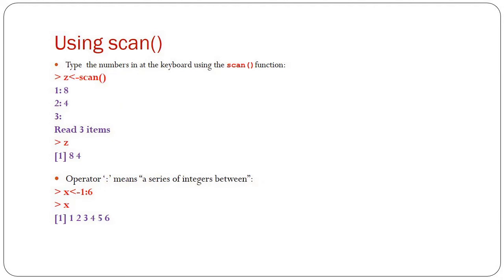The scan command is used for accepting input values from the end user. In this example, we are using a variable as z. z is equal to scan. It starts accepting values from the end user until you press the double enter key. The moment the user presses the double enter key, all the values that have been already sent as input will be stored in the vector labeled as z.